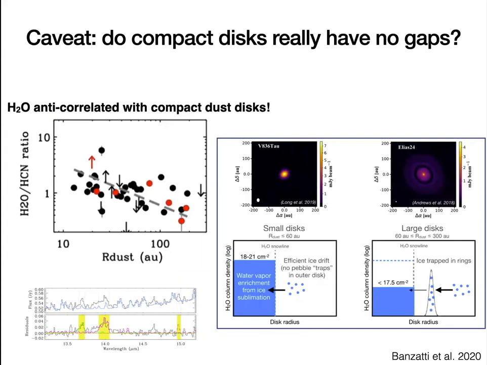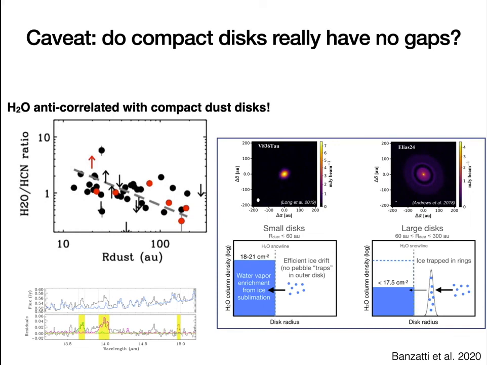So one possible caveat with this scenario is this question about the compact disks, because most of these compact disks haven't been observed at high angular resolution. So we actually cannot confirm that they have no gaps at all. However, there's this interesting result by Banzatti et al. 2020, where they find that the water over HCN ratio, so essentially the amount of water vapor, is anti-correlated with the dust disk size. And they propose a scenario where there are also two different types of disks.